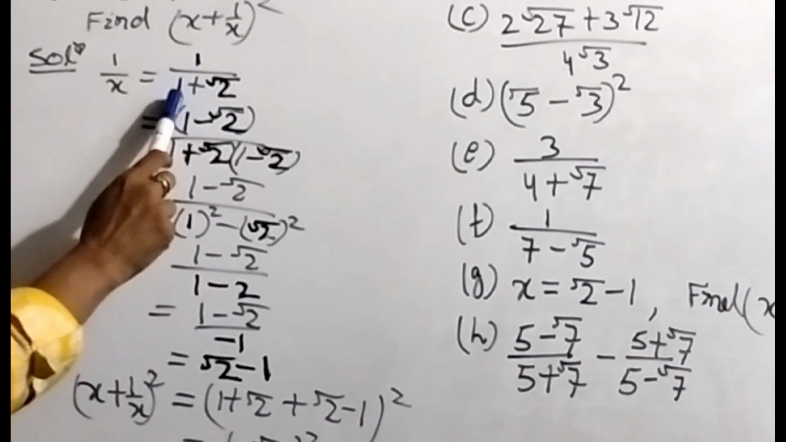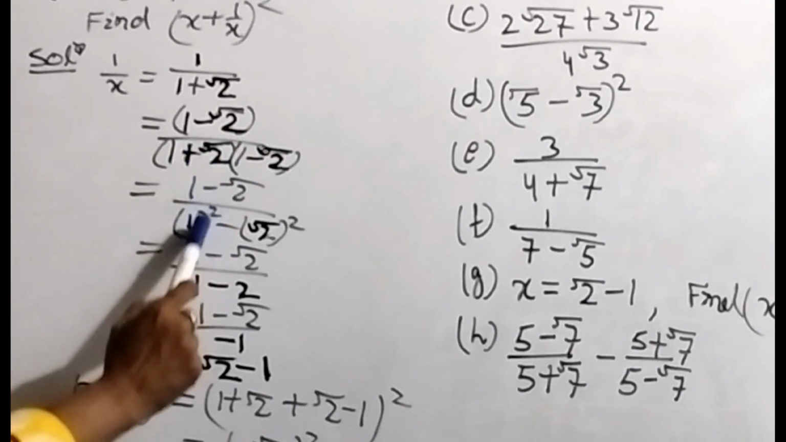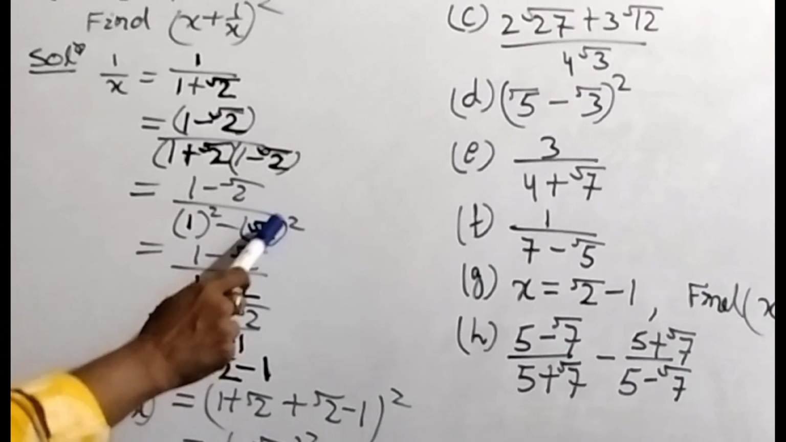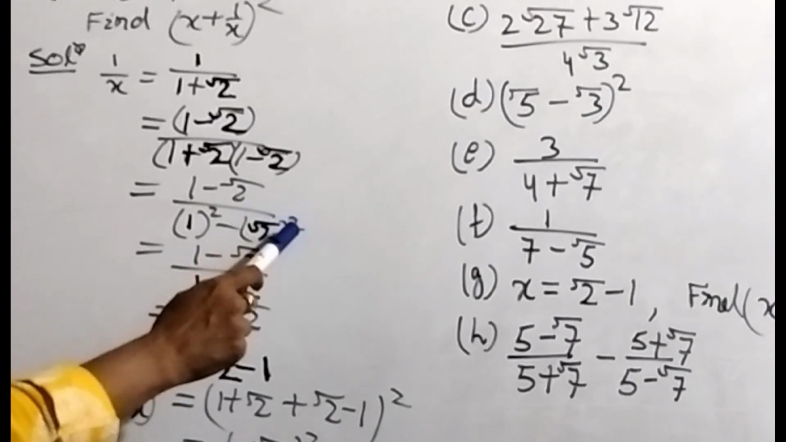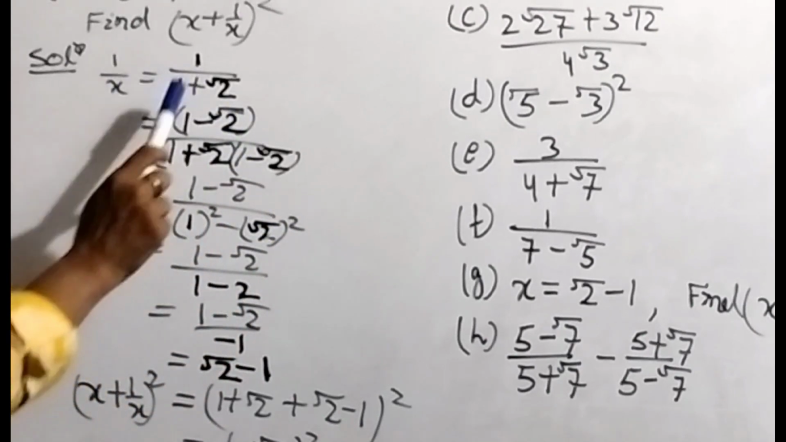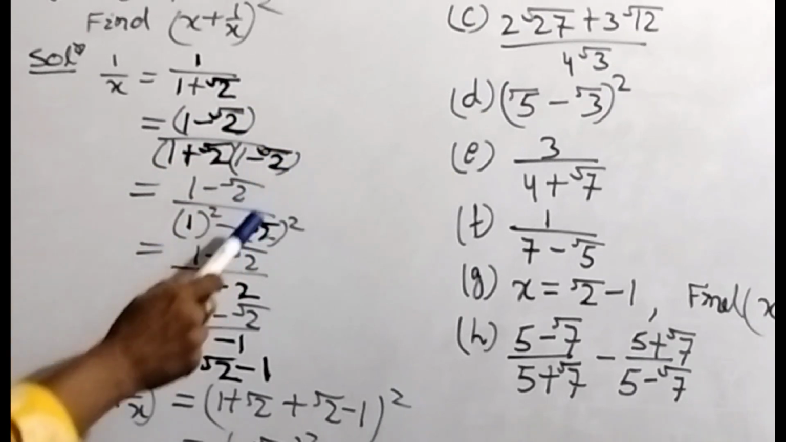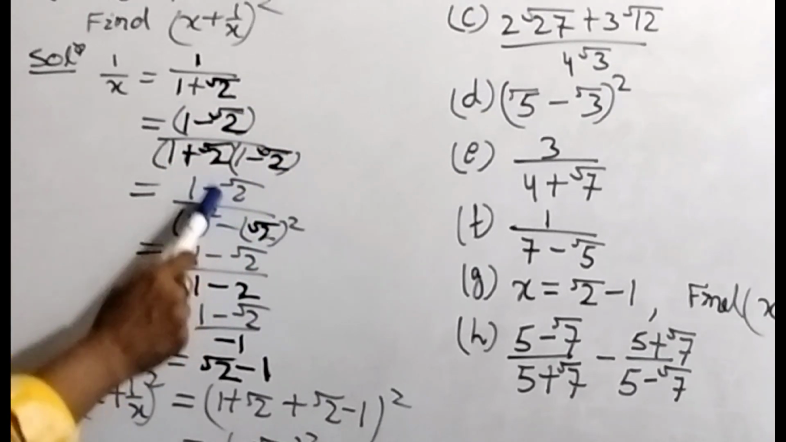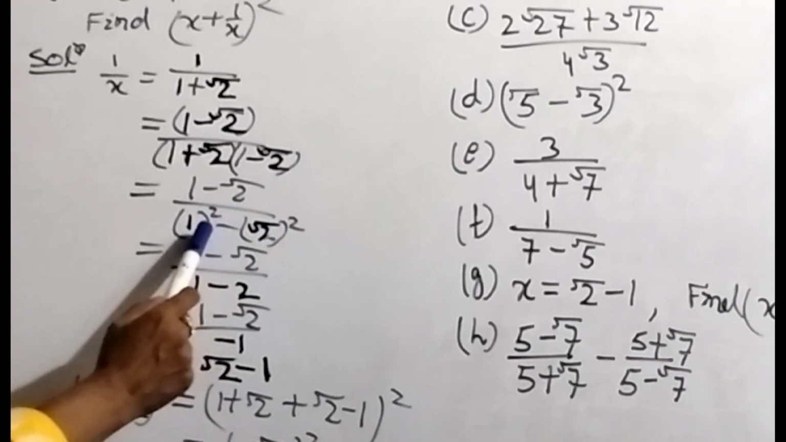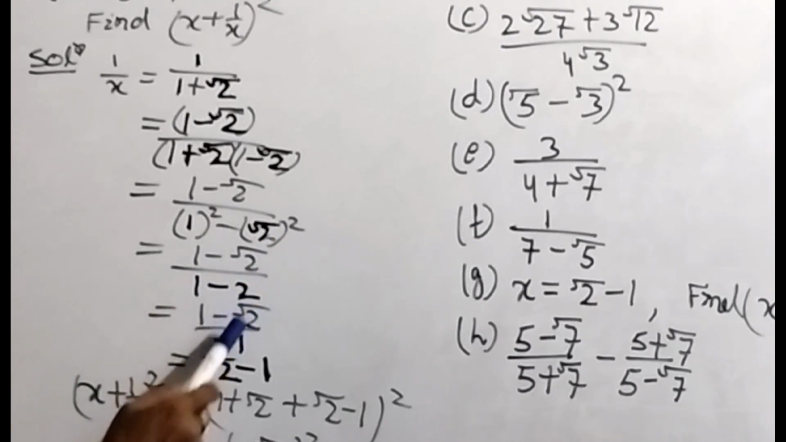Why? This is your a plus b. If we multiply a minus b, this will be a square minus b square. Then this will be root 2 square, root over and square will be cancelled. So to cancel the root over, we have to multiply with 1 minus root 2 in numerator and denominator. Here is 1 plus root 2 into 1 minus root 2 is 1 square minus root 2 square, that is a square minus b square. Now this is your 1, root 2 square is 2, 1 minus 2 is minus 1.